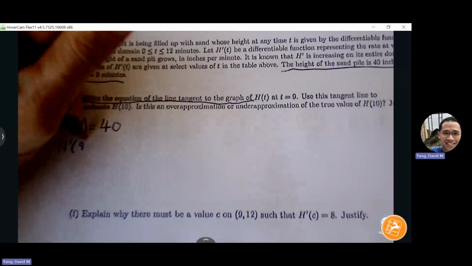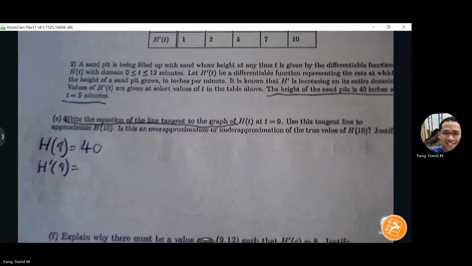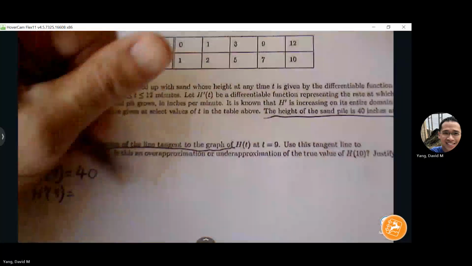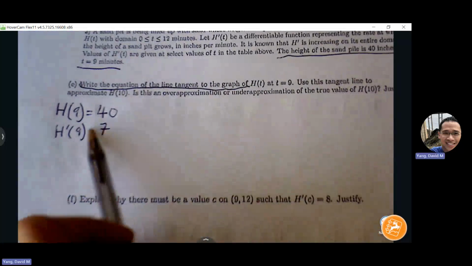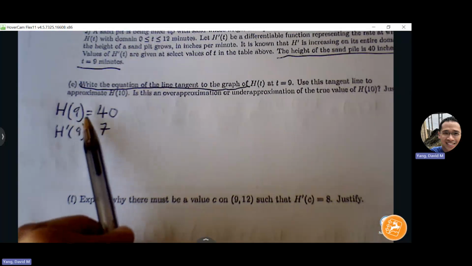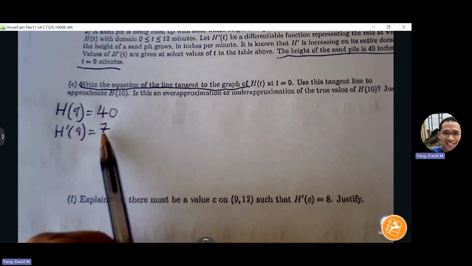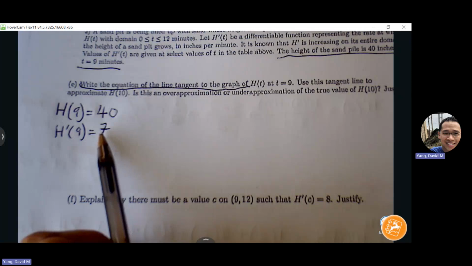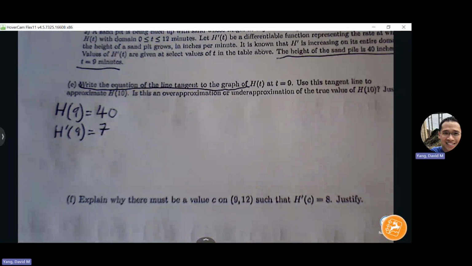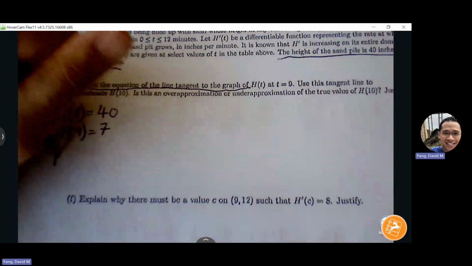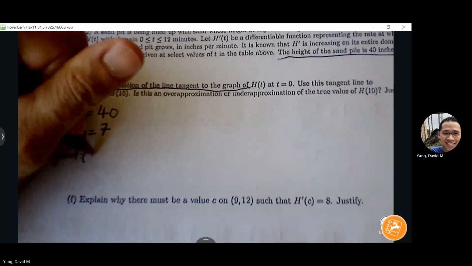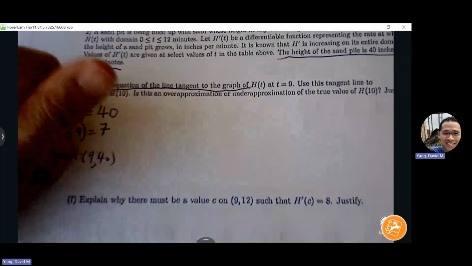But we need slope as well. So h prime of 9, this is probably what you were thinking about. H prime of 9 is what? Okay, so that's 7. So let me just phrase this a different way here. This is telling us that at 9 minutes, the height is 40 inches, but at 9 minutes, the rate of increase is 7 inches per minute. Okay, so we're going to use that data to help build our tangent line equation. So here's my point. Here's my slope.